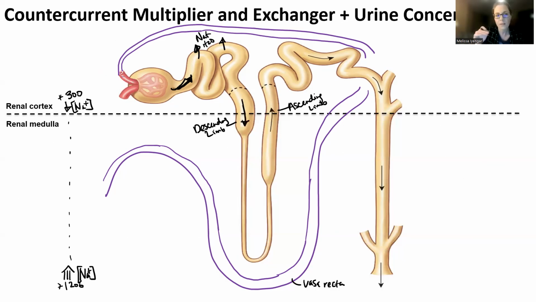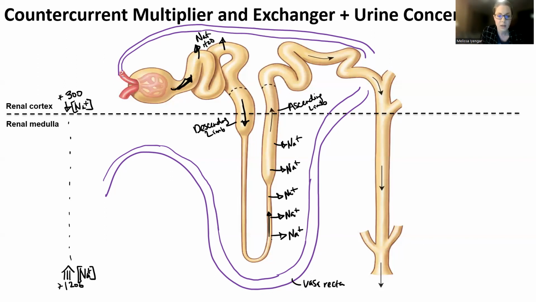But if this is the very first time my kidneys have kicked in, I don't have that gradient over here yet. I have to create it. So as my filtrate comes up into my ascending limb, some sodium pumps turn on. It's going to cause the ascending limb to pump sodium out of the ascending limb and into the interstitial space.